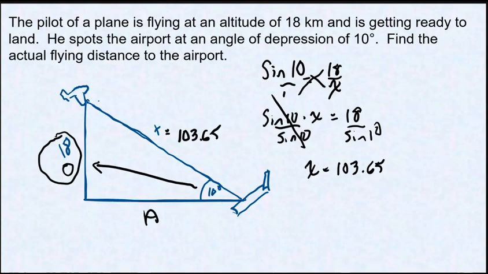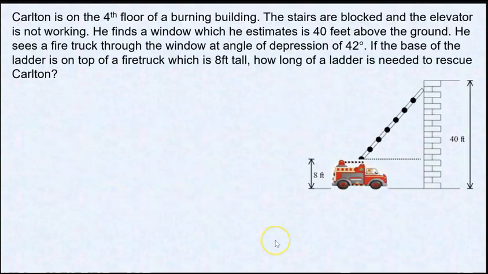Okay, let's take a look at some fire trucks. So Carlton is on the 4th floor of a burning building. The stairs are blocked and the elevator is not working. He finds a window which he estimates is 40 feet above the ground. He sees a fire truck through the window at an angle of depression of 42 degrees. If the base of the ladder is on top of the fire truck, which is 8 feet tall, how long of a ladder is needed to rescue Carlton?